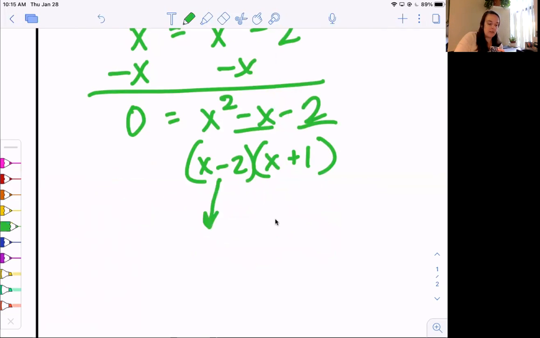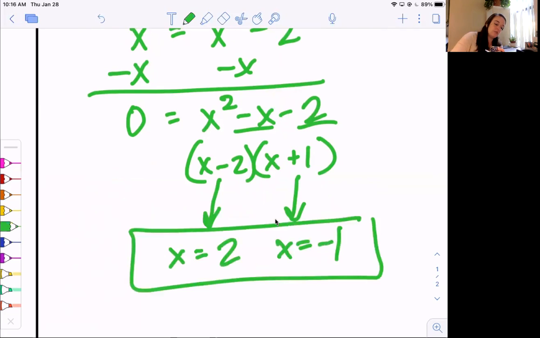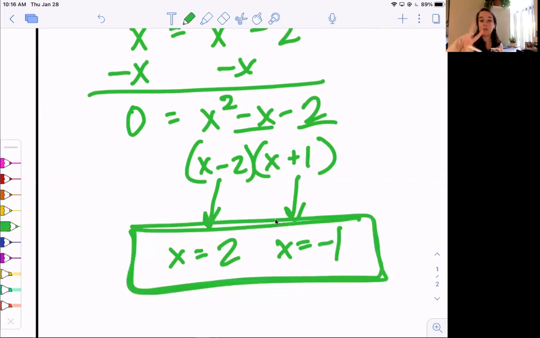What is the x value coming out of each of these? X equals 2 and x equals -1. Absolutely. These are my 2 solutions to this problem. It has 2 solutions because if we have x squared, we got to have 2 solutions.